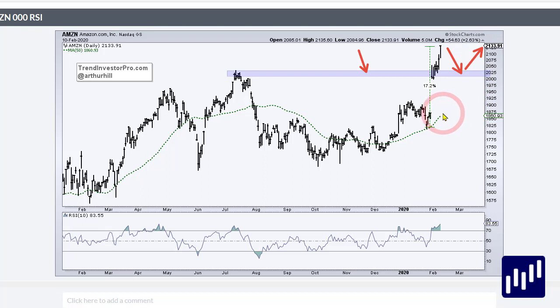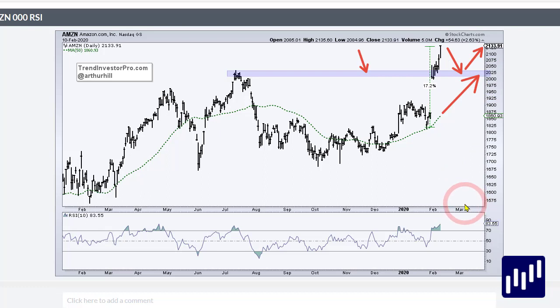And I imagine in a few weeks that 50-day moving average will continue to rise and slowly move up towards that level. Don't know how fast it'll rise. It depends on how high the price rises. But right now, that 2025 area.